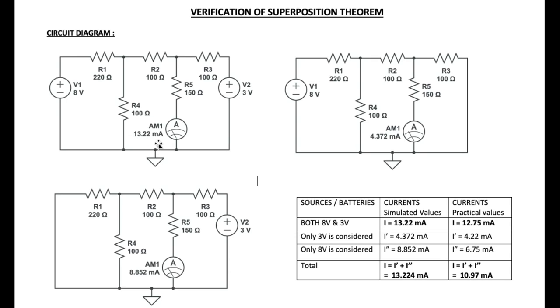value as 13.22 milliamps. Now, considering only one voltage source, that is the left side 8 volt alone, I will get the current as 4.372 milliamps. Let me denote that current as I dash, with the other battery source on the right side removed and shorted. Voltage source means it has to be shorted, current source means it has to be open circuited.